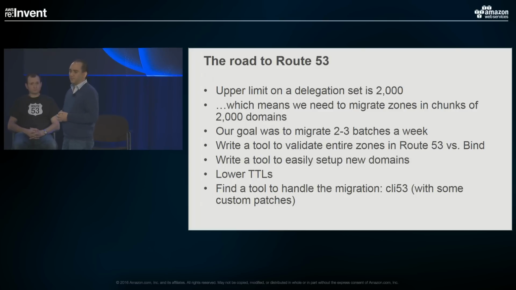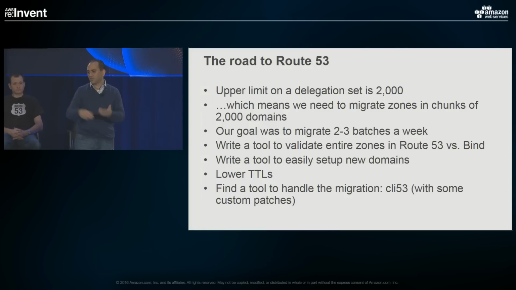Then we had to lower TTLs. So this is a failsafe. We lowered it on the BIND side, then imported it into Route 53. If something were to go wrong for whatever reason, the time to cut back would be shorter while we figured out what happened. Luckily, we didn't need to do this.